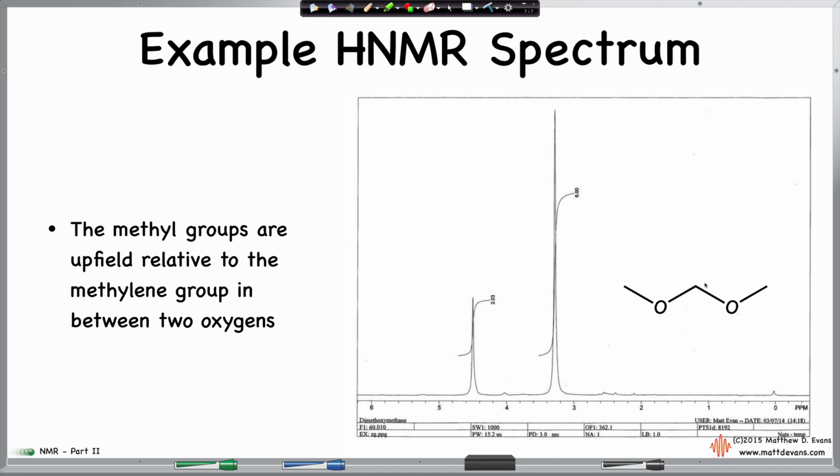So let's go back to an example HNMR spectrum. We've already seen this spectrum before, and let's just redo this assignment. So these two methyl groups at the ends are both magnetically equivalent, and that's why they're both represented by this signal right here. So one signal for both sides. And they're fairly close to an oxygen, so that's why they're not down near TMS.